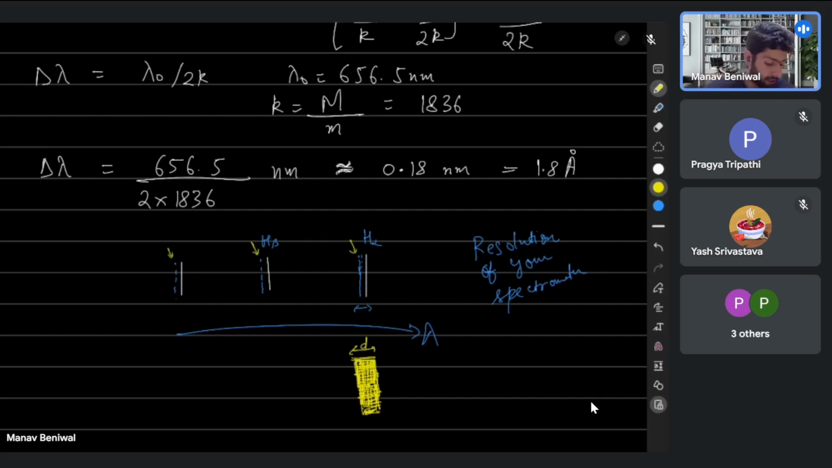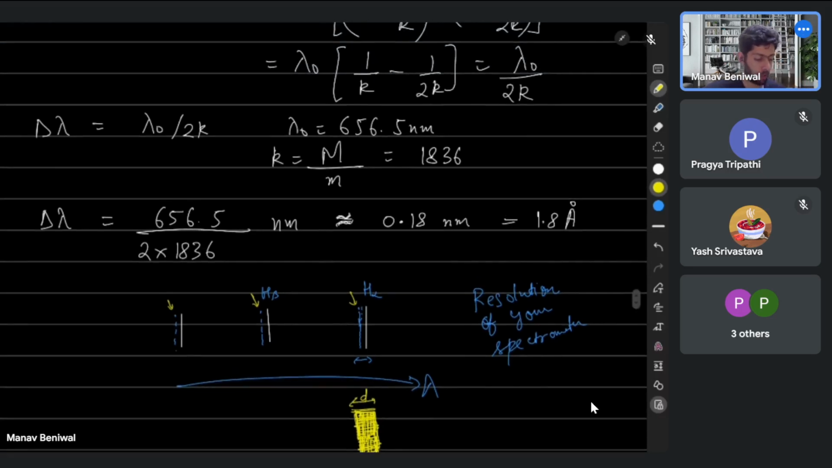Now why do these lines come? Then there was a discussion, and finally it was resolved when you considered that there is an isotope of hydrogen called deuterium, and these wavelengths are coming because of deuterium. You can take hydrogen or deuterium and get these values. If you have a mixture of hydrogen and deuterium, you will get both spectra collectively.